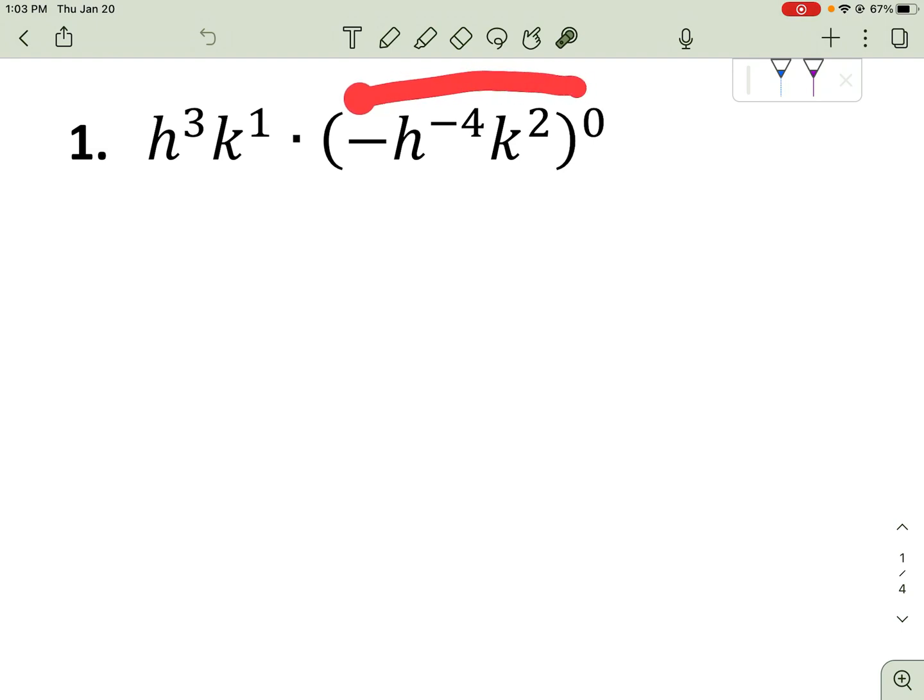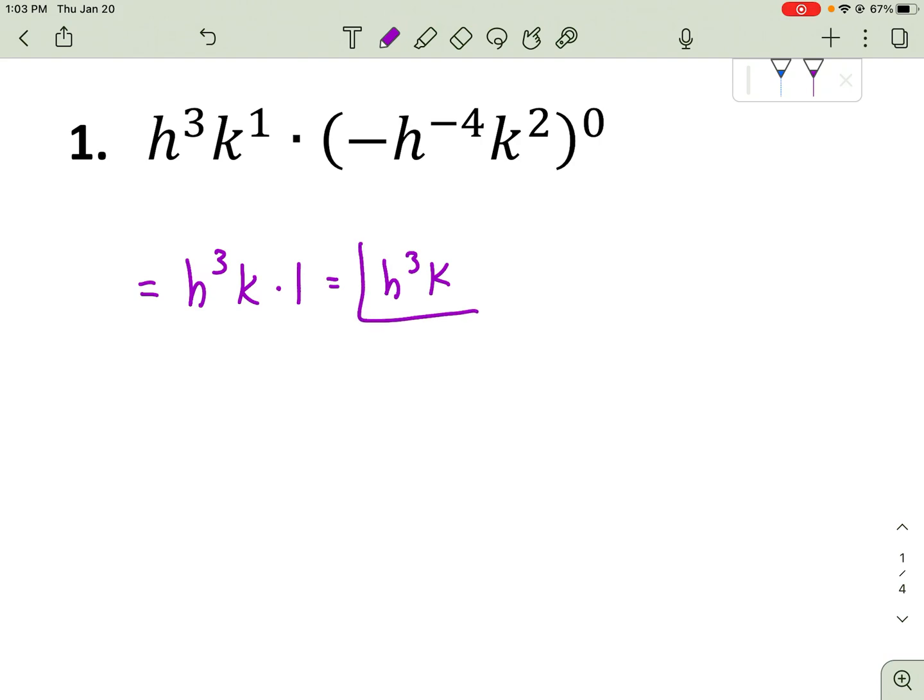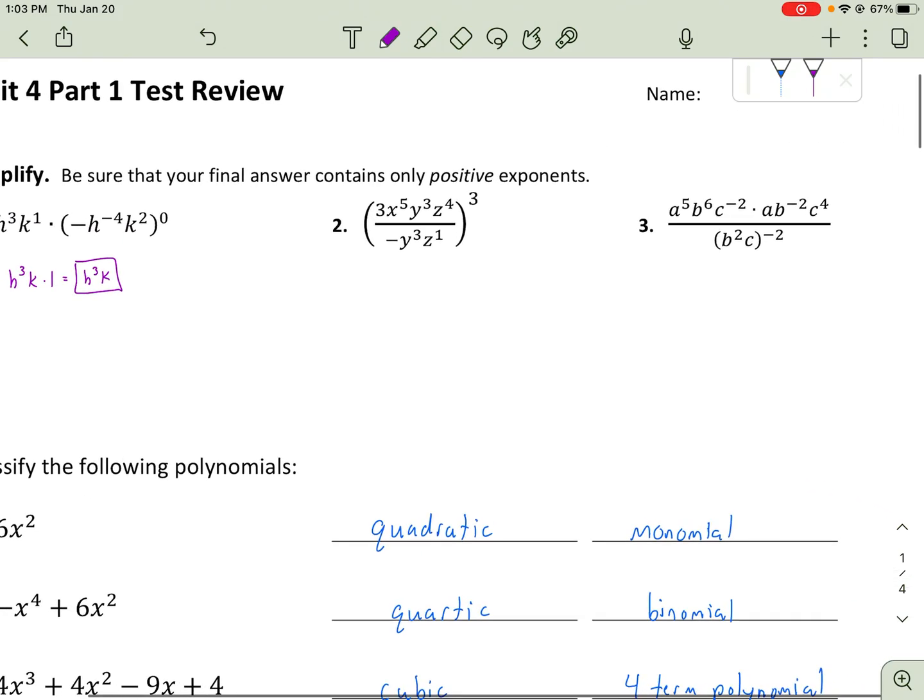But the first thing I noticed is all of this right here is to the 0 power. And remember, anything to the 0 power is equal to 1. So this actually equals h cubed, k to the first, which I don't need to write to the first, times 1. And then anything times 1 is just itself. The times 1 doesn't actually matter. And so you end up with this as your final answer.